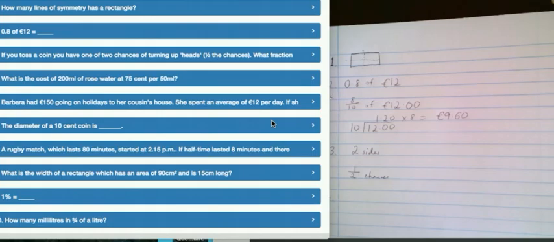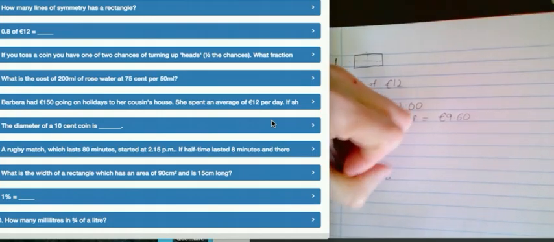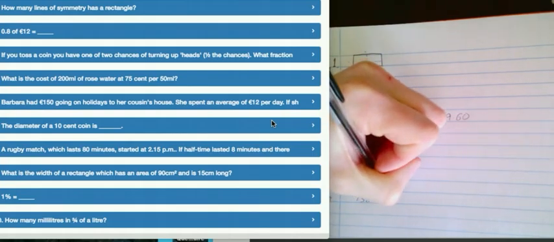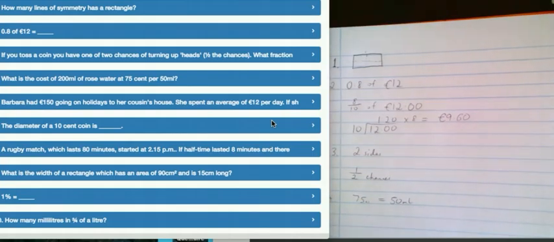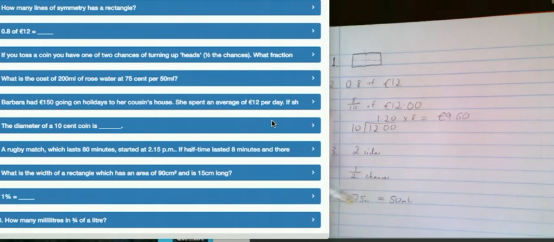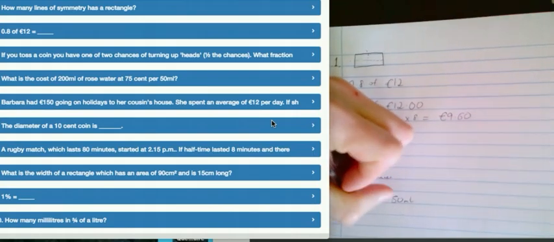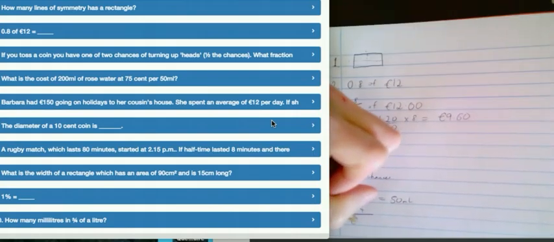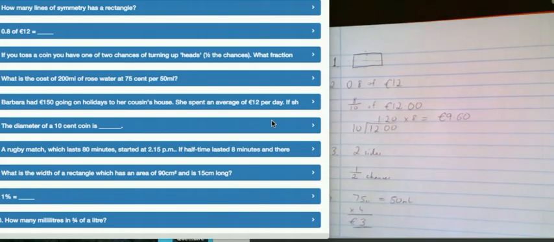Number 4. What is the cost of 200 ml of rose water at 75 cents per 50 ml? 75 cents equals 50 ml. How many 50 ml will fit inside a 200 ml bottle? Well, 50 ml fits into 100 ml twice, into 150 ml 3 times, into 200 ml 4 times. So you can get 4 50 ml into 200 ml. So we multiply 75 cents by 4 and we find out that €3 will be the cost of 200 ml of rose water.